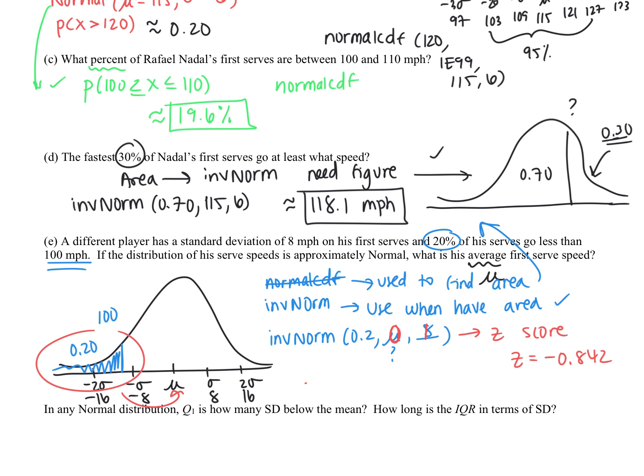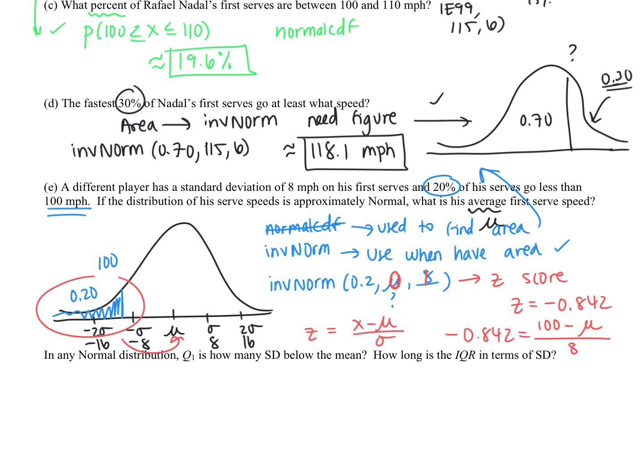Okay, so then let's think back to our z-score formula. It's x subtract the mean over the standard deviation. So let's plug in what we know. We have negative 0.842. We're talking about 100 miles per hour. Subtract the mean, which we don't have, over a standard deviation of 8. Okay, so yeah, it looks like we can use this to find our mean, to find our average. So if you were to go through this calculation, you get a mean to be about 106.73 miles per hour. So this other player has an average speed on the first serve of about 106.73 miles per hour.